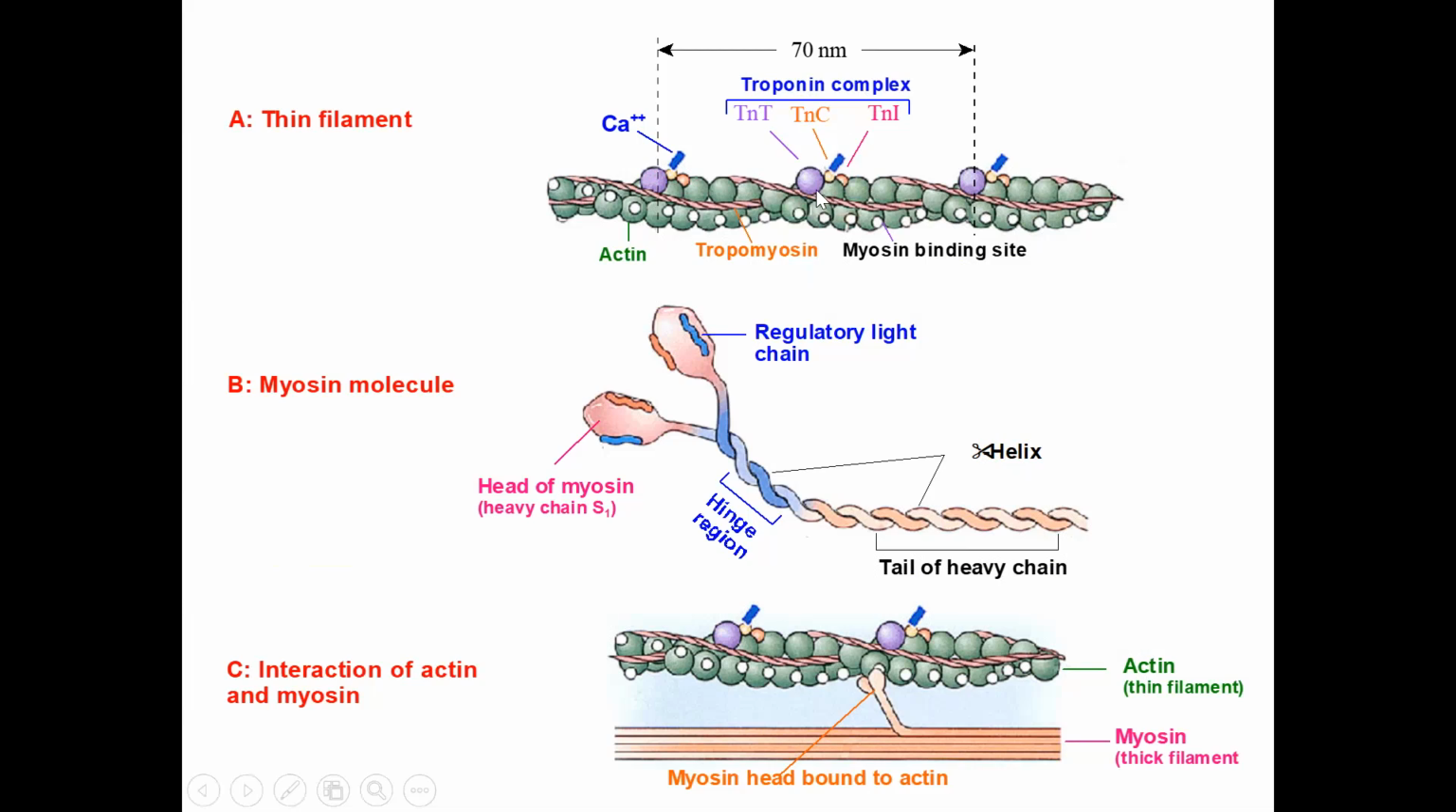Then you have another molecule which is called troponin C. C is for calcium. This troponin binds calcium, and therefore it's called troponin C. And then you have troponin I. I is for inhibitory. It is an inhibitory troponin which binds with actin. Okay? One of the troponin complex binds with actin, one with tropomyosin, and one binds calcium.